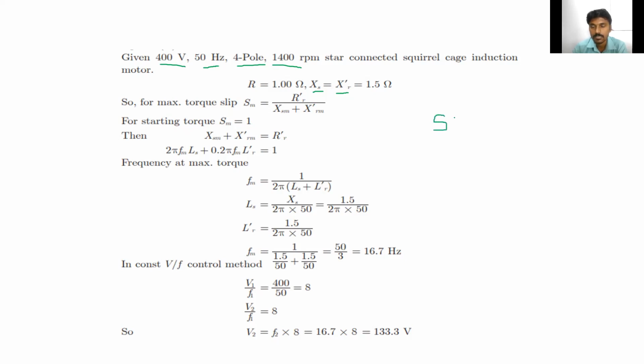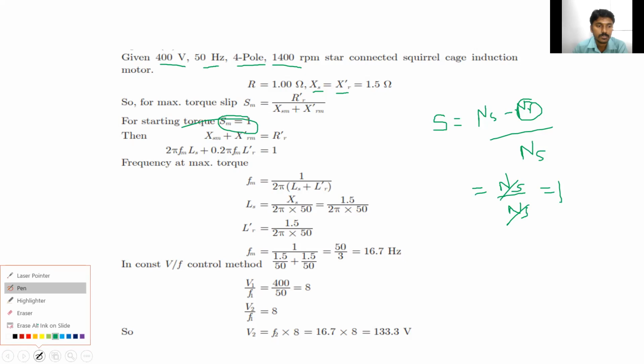Slip S is equal to Ns minus Nr by Ns. At starting, the motor speed is 0, so we can write Ns by Ns, Ns will be cancelled, and that is equal to 1. That's why at starting torque, slip is equal to 1.